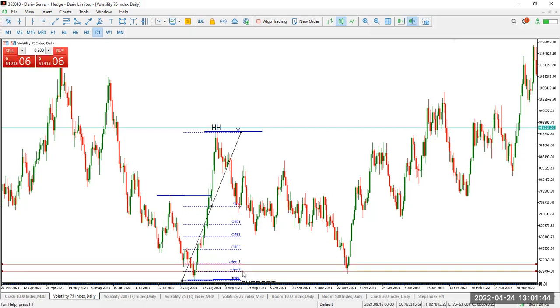In a bullish market like this, my stop loss will be below this low here. That is a good trade. You are risking a little. My take profit will be above this high here.